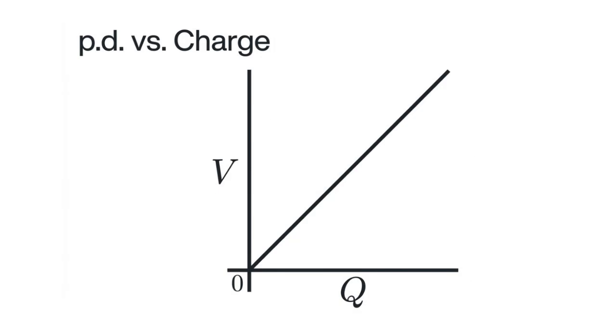This graph shows the relationship between potential difference, or voltage, and charge. As the charge increases, the voltage increases proportionally, which means it's a linear relationship. This helps us understand how energy storage devices like capacitors work, where charging the device stores energy by increasing the voltage across its plates directly in proportion to the amount of charge stored.